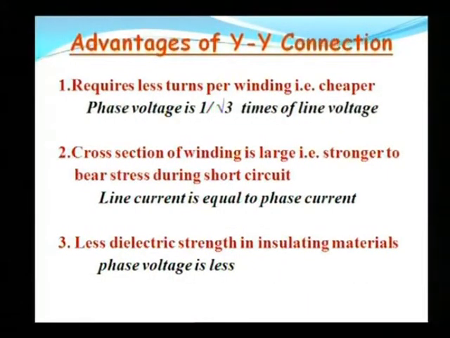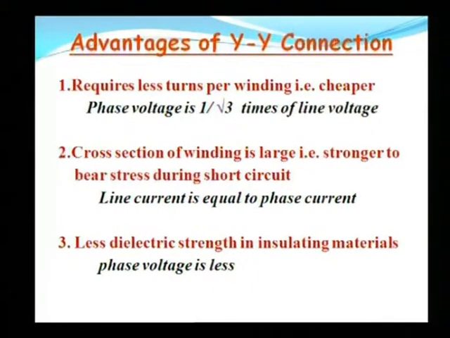Now the advantages of Y to Y connection, or star to star connection. The first one: it requires fewer turns per winding. That's why it is cheaper than the other connections. The number of turns per winding is very small, so the cost of the windings goes down. That's why it is cheaper. The phase voltage becomes 1 by root 3 times the line voltage. That's why it is also the most preferable connection in a 3-phase circuit.